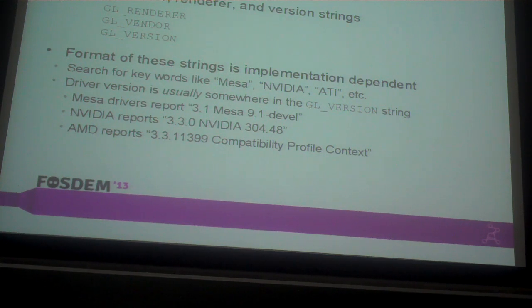So talking to developers, what most people do, I talked to the guys at Valve about what they do on this, and they just look at these strings for some keywords. They look for Mesa, and NVIDIA, AMD, Intel. If those strings appear anywhere, then they make some assumptions from that.